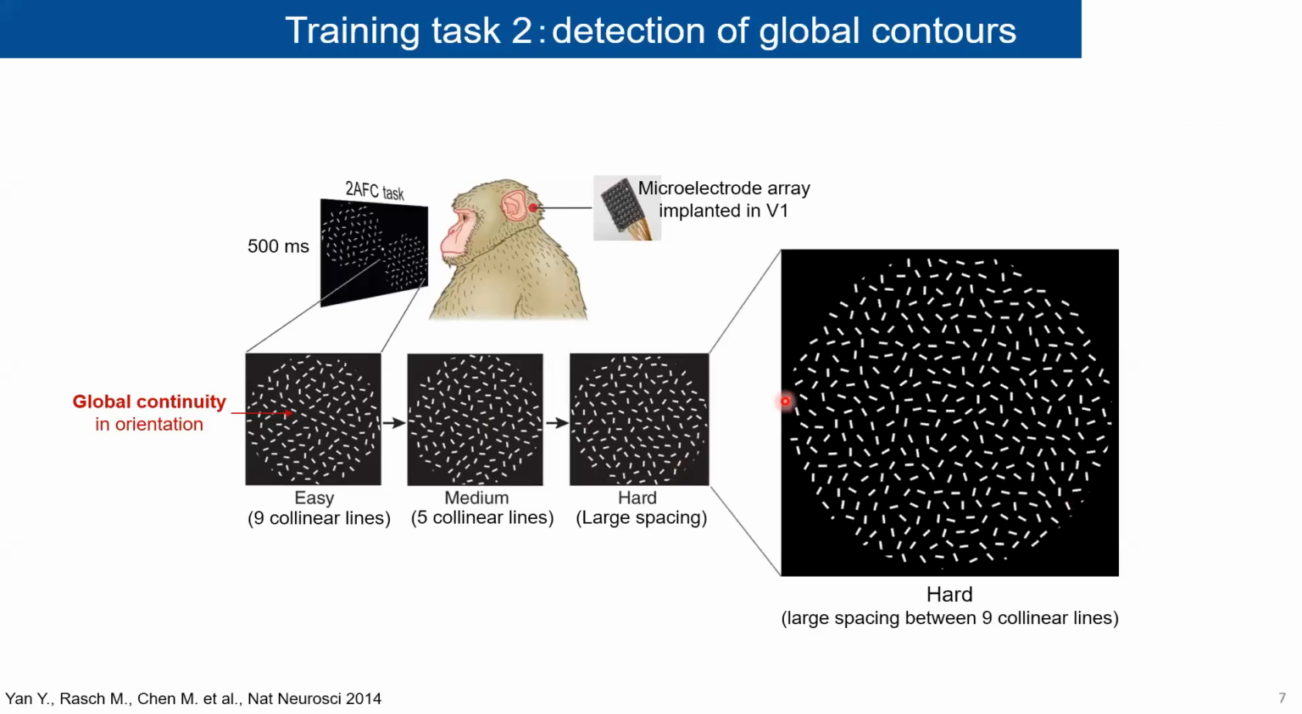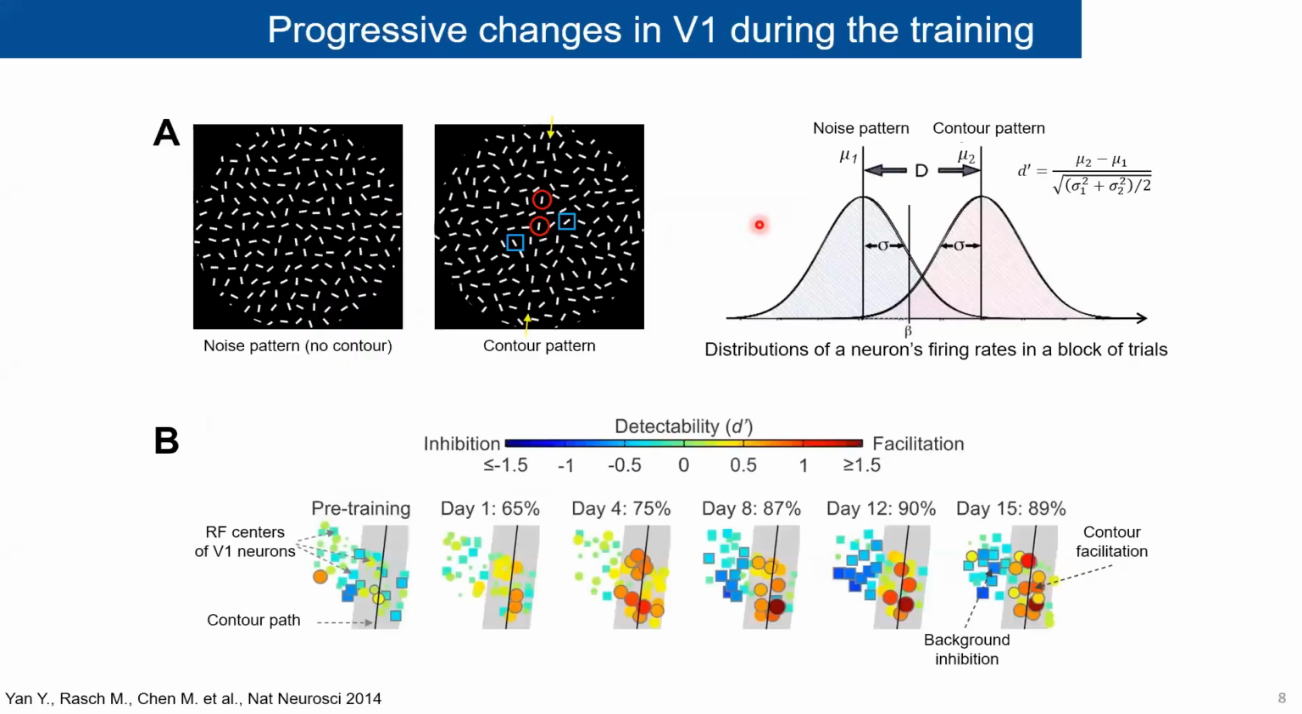So in the task, 2 stimulus patterns were displayed for 500 milliseconds, and the contour was randomly embedded in either of them. The monkey indicated the contour by making a saccade. We tracked day-by-day changes in V1 using the implanted microelectrode array. For each V1 neuron, we measured its responses to the noise pattern without any contour and to the contour pattern with a global contour.